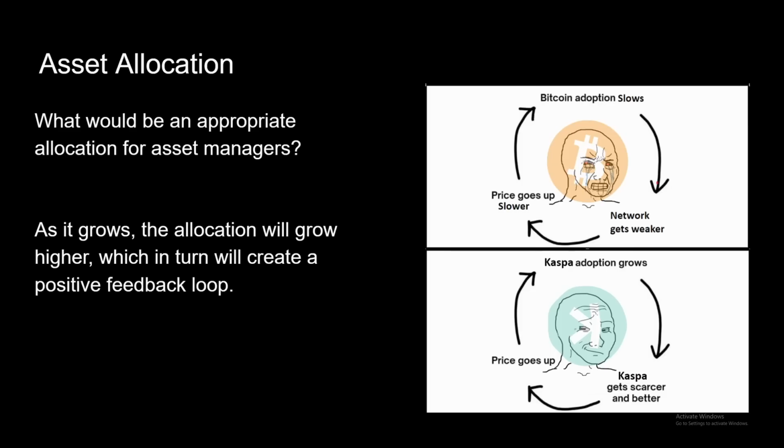They want Bitcoin adoption to grow, and then Bitcoin becomes more valuable and better, and price goes up, a sort of virtuous cycle. But if Bitcoin can't get the adoption because people can't afford to use it, then the adoption of Bitcoin will slow, the network will get weaker, and the price will go up slower, which will then cause less adoption. Whereas Kaspa, when the adoption grows, Kaspa will get scarcer and better, and the price will go up, which will drive more adoption. So it is a virtuous cycle for Kaspa.